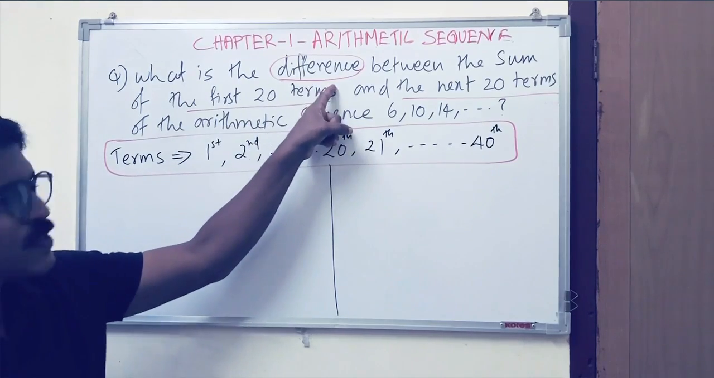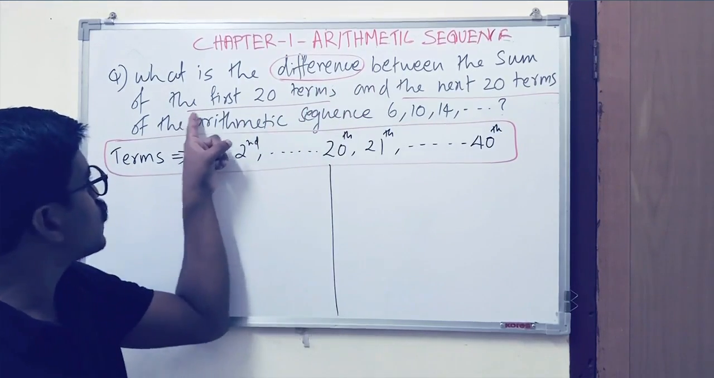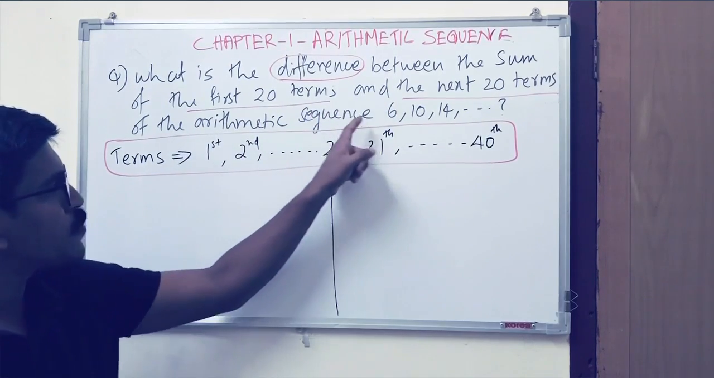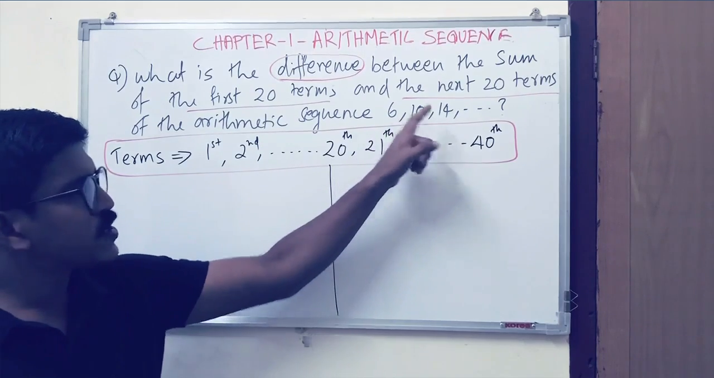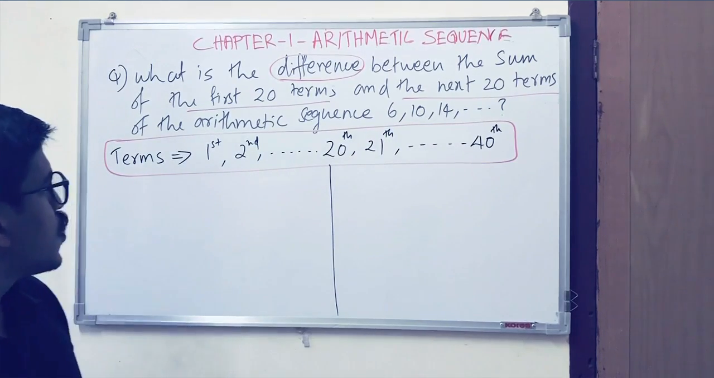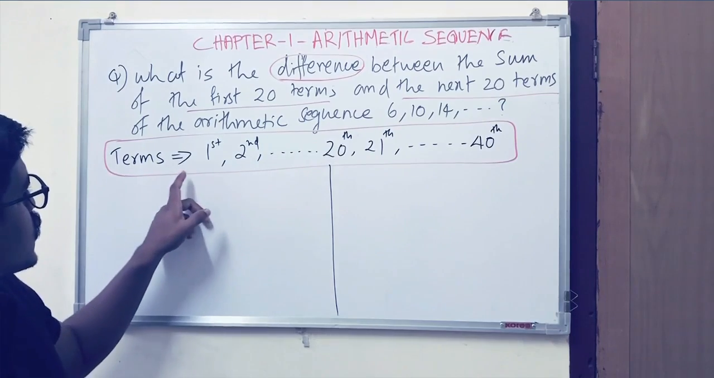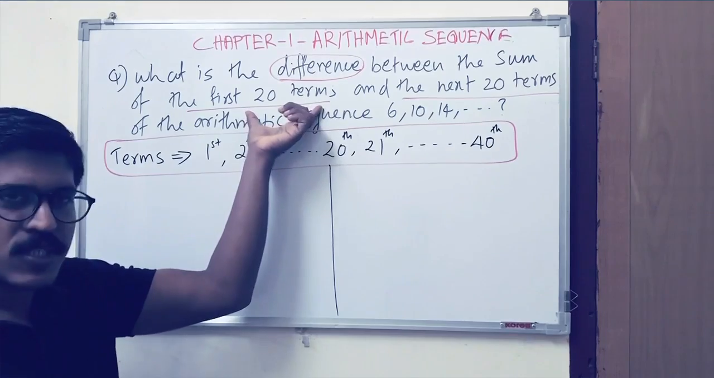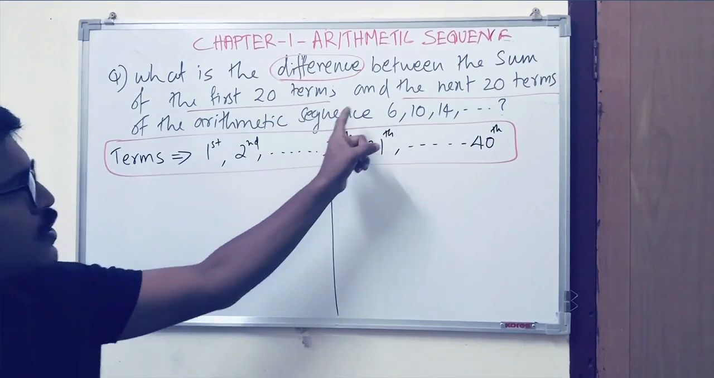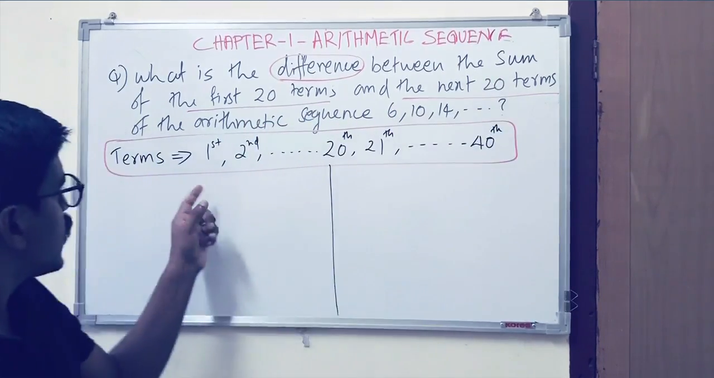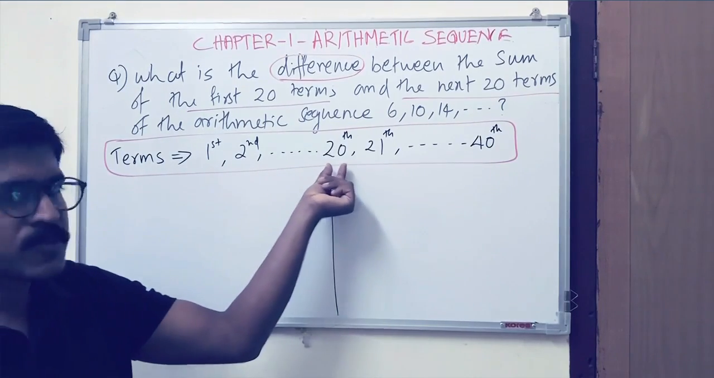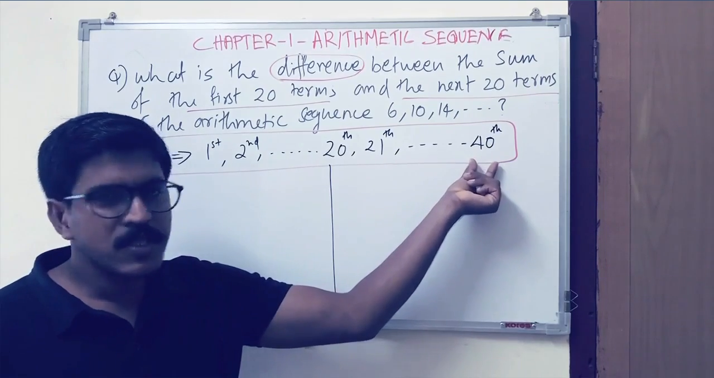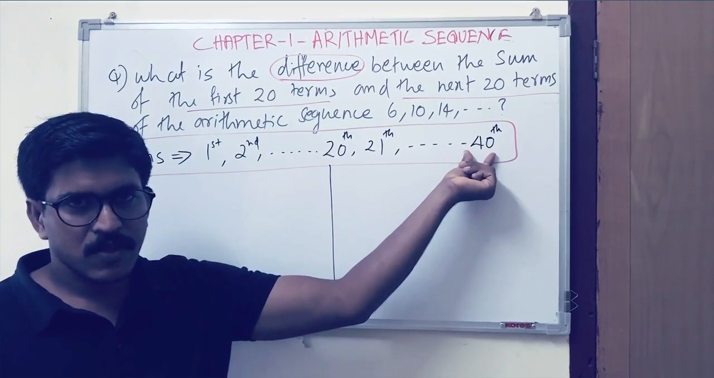What is the difference between the sum of the first 20 terms and the next 20 terms of the arithmetic sequence 6, 10, 14, etc.? Here I have written the terms. We need to find the sum of the first 20 terms and the next 20 terms. You can see the first 20 terms, we take the sum, and the next 20 terms go till the 40th term, right?